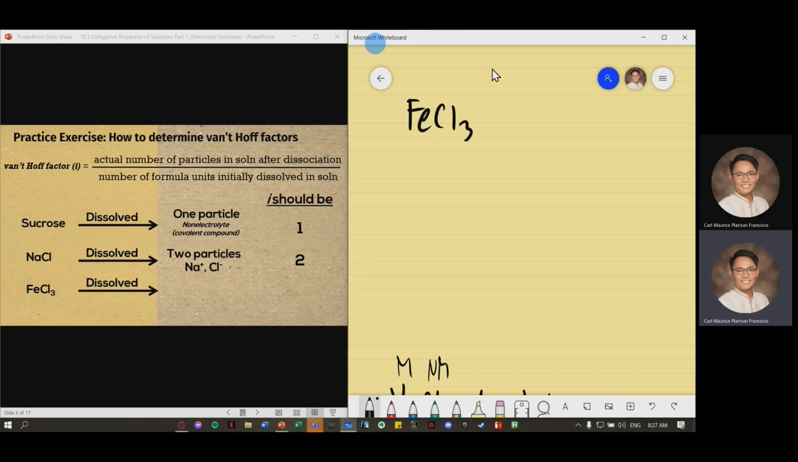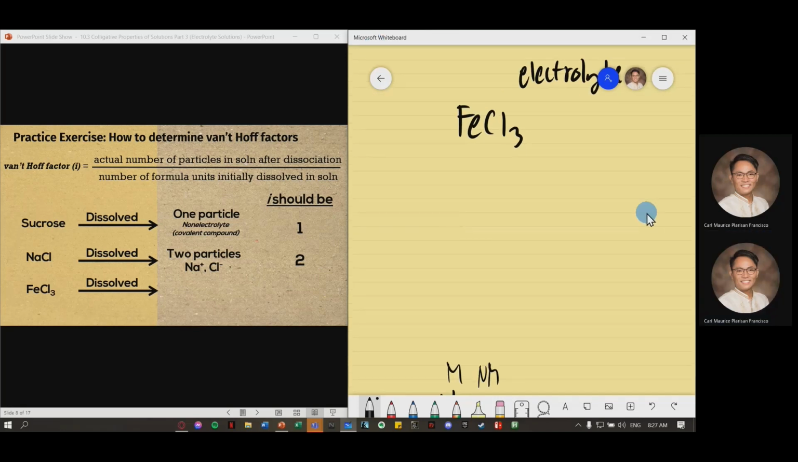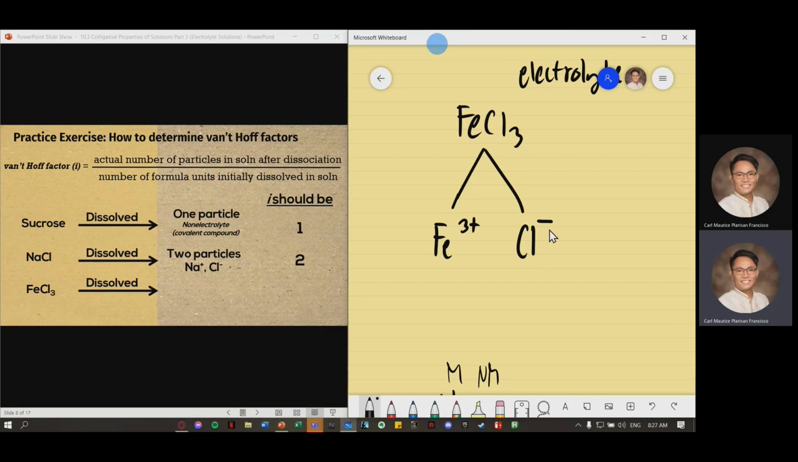FeCl3. Now, iron 3 chloride, this is an electrolyte. So electrolyte na naman po ito dahil ito ay isang ionic compound. So how is this formed? When iron 3 chloride is undergoing dissociation, it will form Fe3+ and Cl-. Okay, Fe3+ and Cl-.